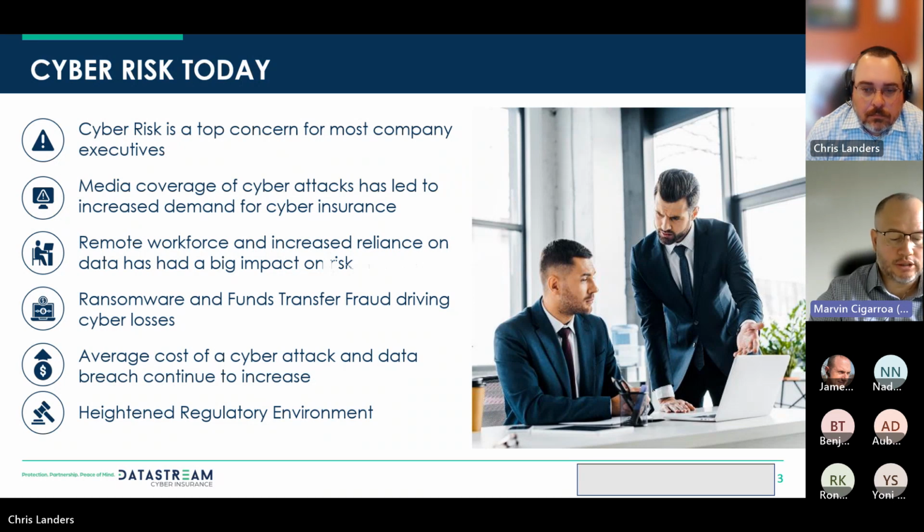It's companies that are still trying to learn how to deal with working in a remote world, and it's also your lack of oversight over those employees, just more access points where bad actors can attack. So remote workforce has certainly had an impact on the cyber exposure these days. Some other things that are driving it, I think, revolve around media exposure of ransomware and funds transfer fraud. These are some of the big ones.